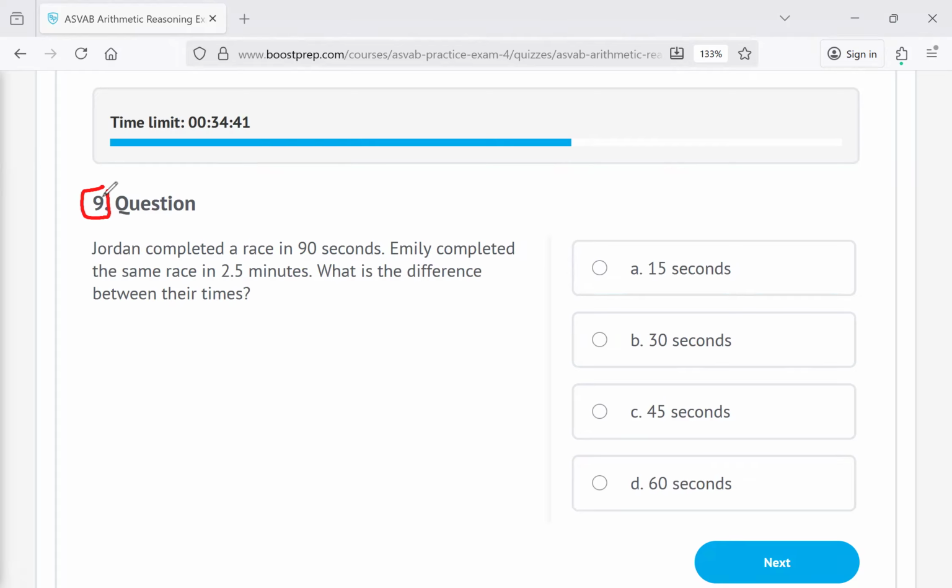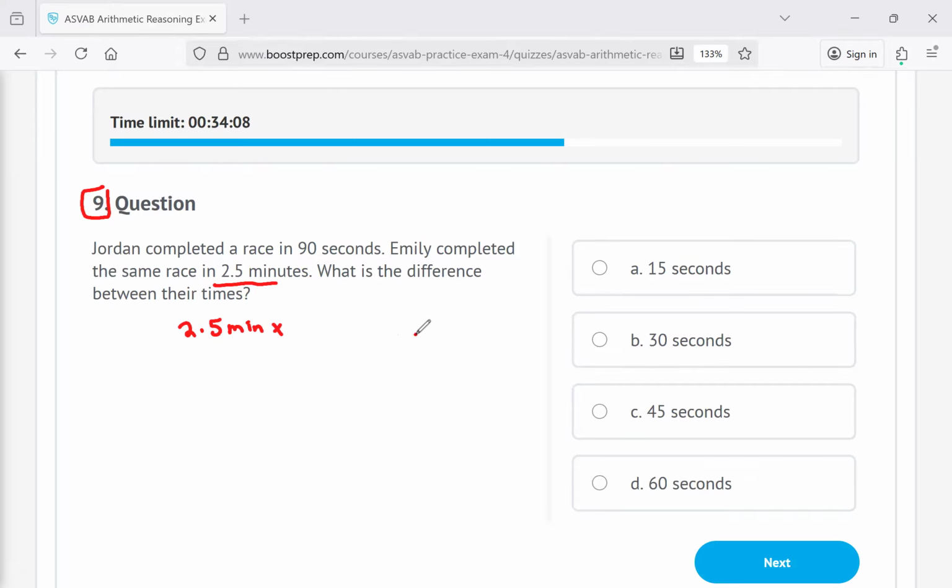Question 9. Jordan completed a race in 90 seconds. Emily completed the same race in 2.5 minutes. What is the difference between their times? So you obviously think it is a subtraction problem, but if you look at our choices, everything's in seconds. So all we got to do is convert everything to seconds. The only thing that isn't in seconds is this 2.5 minutes. So let's convert 2.5 minutes into seconds.